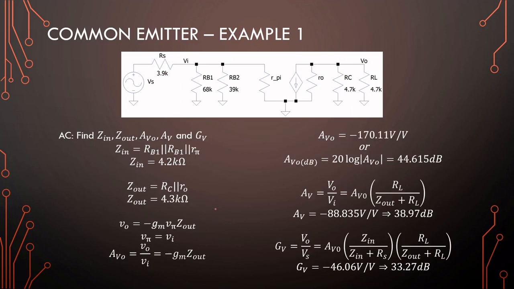Right, so going to the next slide, if we look in right here, we see RB1 to ground, RB2 to ground, and R pi to ground. All three of these resistances are in parallel. Okay, so there is your input impedance. Looking into the amplifier from this side, we see RC to ground, we see R out to ground. So output impedance is RC parallel to R out, which is 4.3 kilo ohms.